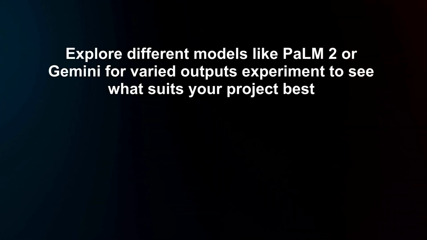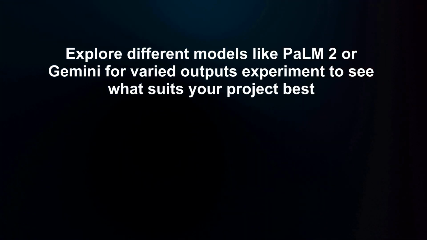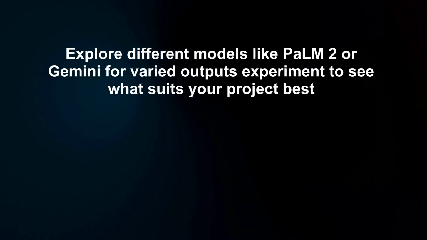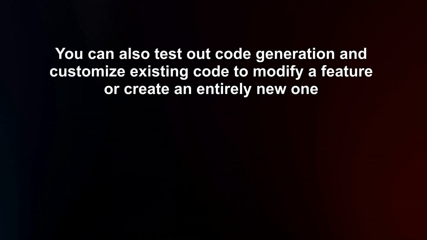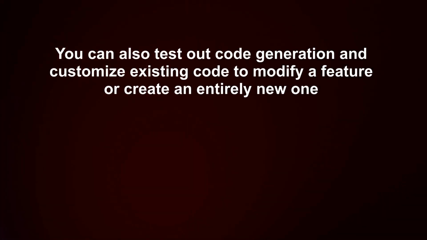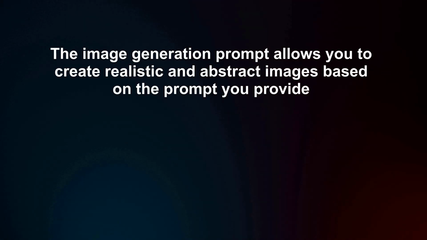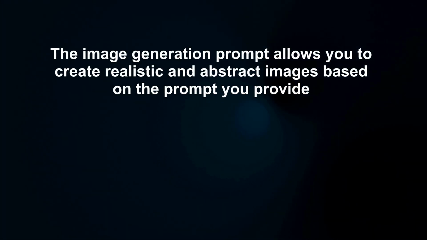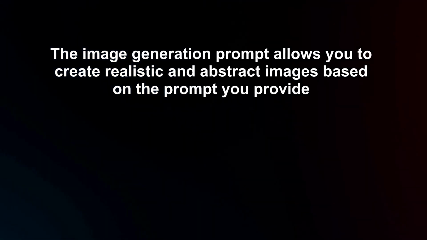Explore different models like Palm 2 or Gemini for varied outputs. Experiment to see what suits your project best. You can also test out code generation and customize existing code to modify a feature or create an entirely new one. The image generation prompt allows you to create realistic and abstract images based on the prompt you provide.